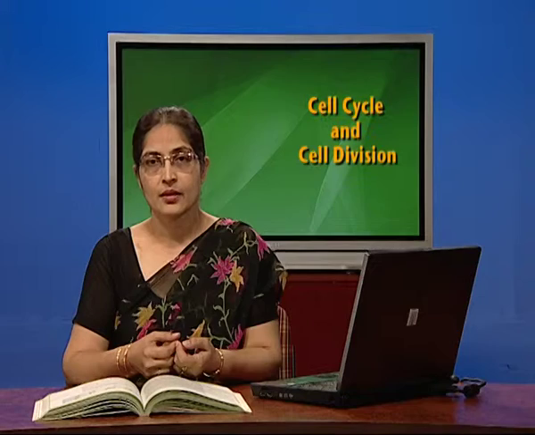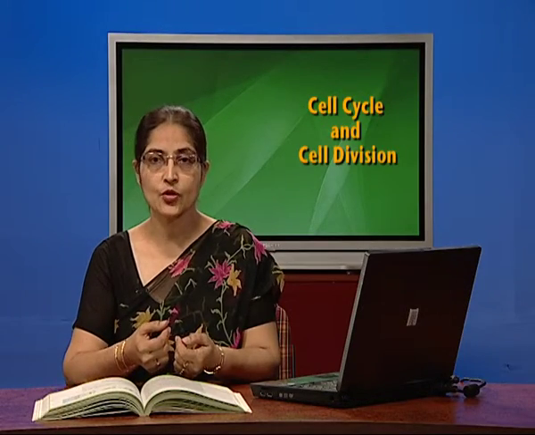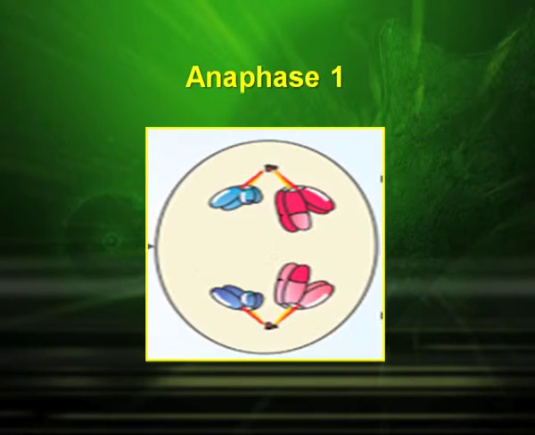Anaphase 1. The two members of each bivalent seem to repel each other, separate and move towards the opposite poles. The sister chromatids remain associated at their centromeres. Thus, each pole receives only half of the number of chromosomes, or the haploid set of chromosomes. The movement of chromosomes is brought about by the shortening of spindle fibers, as depicted in this diagram.